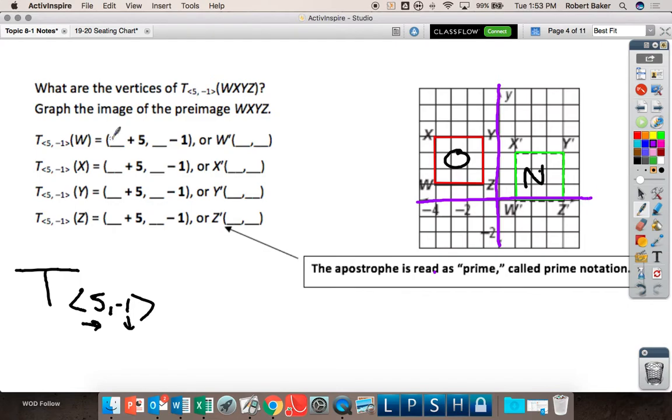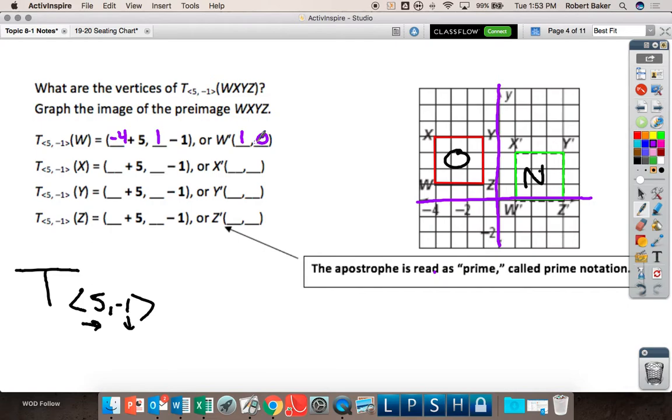-4, 1. So it's saying if I do -4 plus 5, you get 1. And if you do 1 minus 1, you get 0. And that should be the mathematical way to find W prime. Is W prime at 1, 0? Yeah.